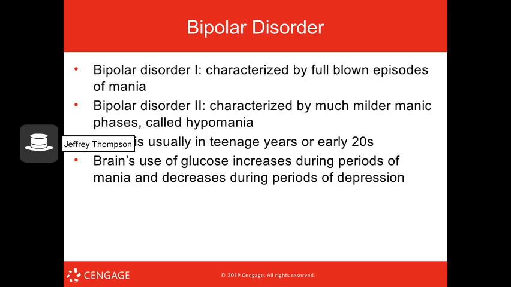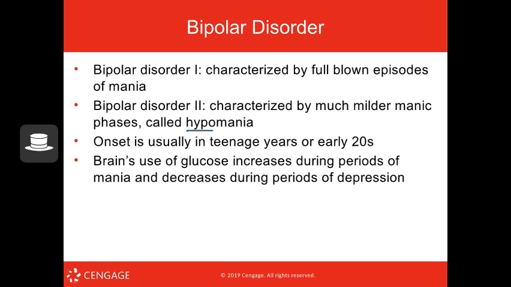So there are two types of bipolar disorder, bipolar 1 and bipolar 2. You meet the criteria for bipolar 1 disorder if you have just a manic episode. Bipolar 2, there's no mania. There's a less severe version of mania, which is called hypomania. If you see hypo, that means below, so it's below mania.